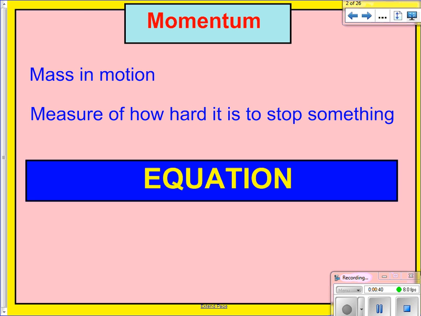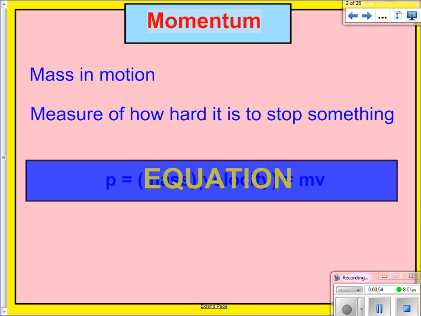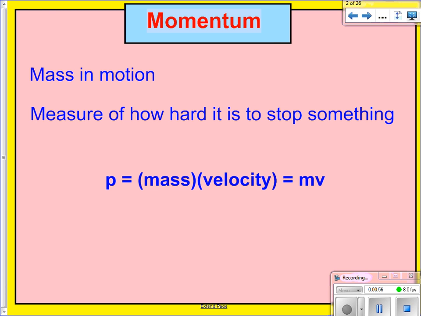So if you have an object that is moving and it has a lot of momentum, it is very hard to stop. However, if you have an object that has very low momentum, it is very easy to stop, or at least easier. Now we can quantify momentum by coming up with an equation that looks like this. Notice what the variable for momentum is. Momentum does not have the variable m, but actually the letter p. P stands for momentum.